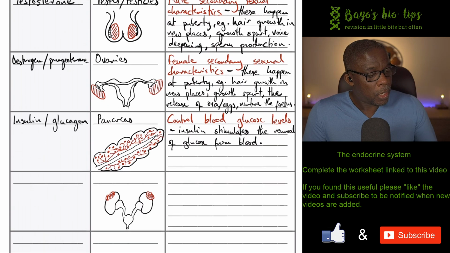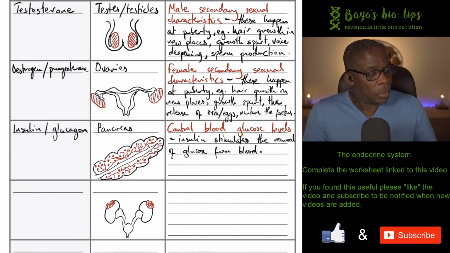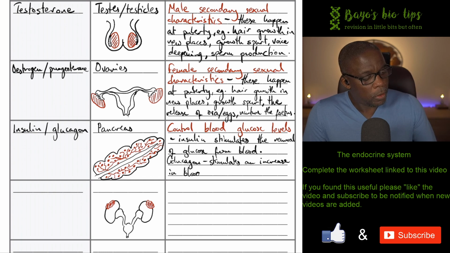The next hormone that's released by the pancreas is glucagon. And glucagon stimulates an increase in blood glucose levels. And that would be necessary, say, for instance, if you need more glucose for more muscle activity.